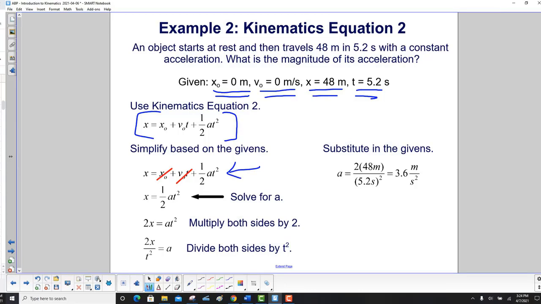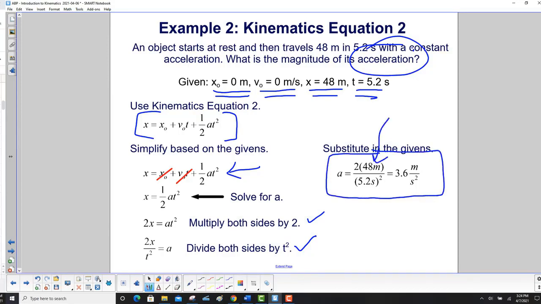We need to solve for a because that's what we're looking for. Multiply both sides by 2. Divide both sides by t squared, and you have acceleration is 2x over t squared. Then, at the end, we substitute in our givens. Here's x, 48 meters. Here's t, and make sure you square it. Carry out the math, and we get 3.6 meters per second squared is the acceleration.